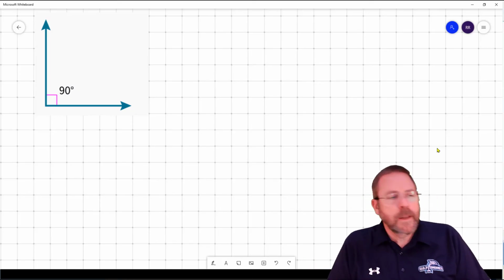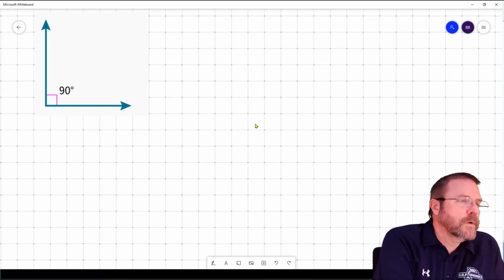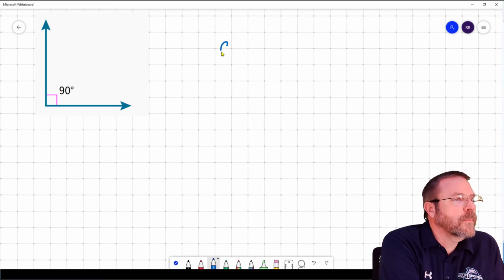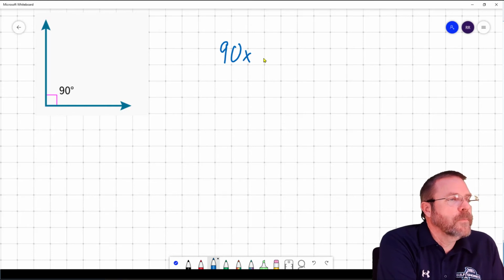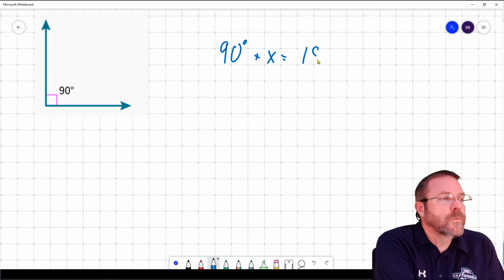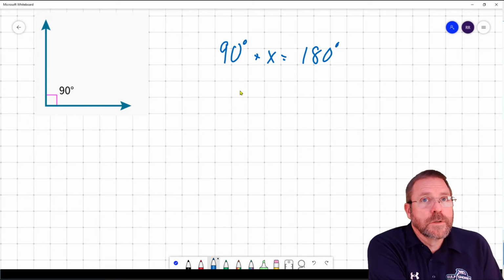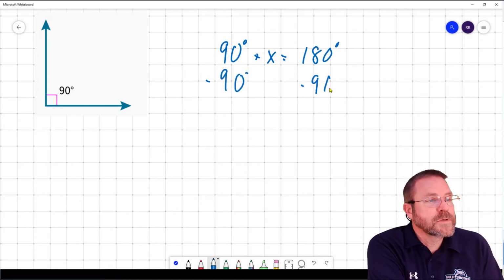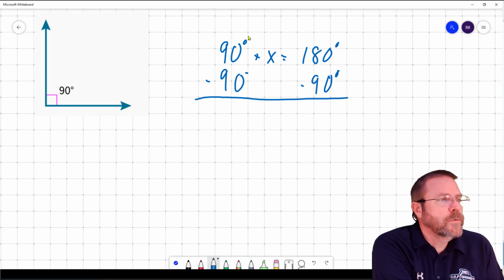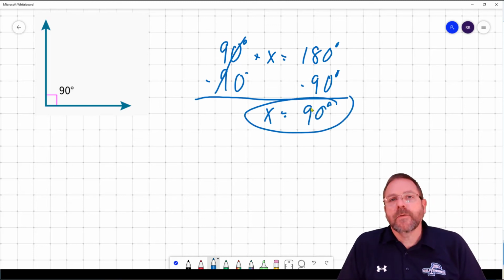So they want to know what angle added to 90 degrees is going to be supplementary, or equal to 180 degrees. So setting up my problem, I'm going to say 90 degrees plus x is equal to 180 degrees, where x is what we're looking for. We're going to undo addition and subtraction by subtracting 90 degrees from both sides. When we do that, those 90s zero each other out, leaving x is equal to 90 degrees, so it's going to be another right angle.